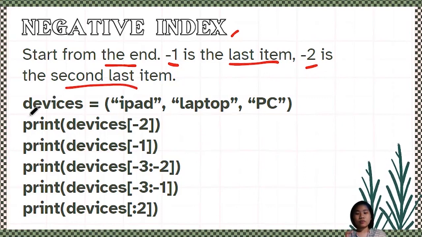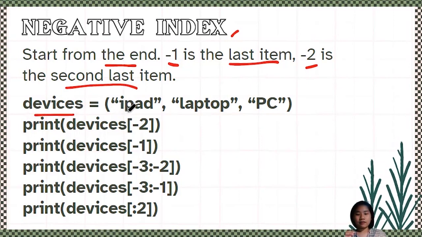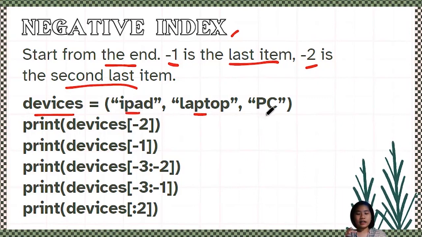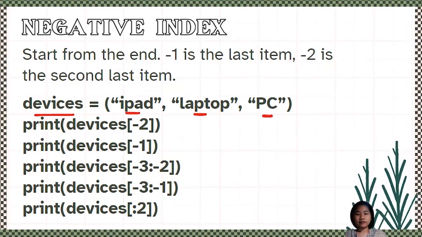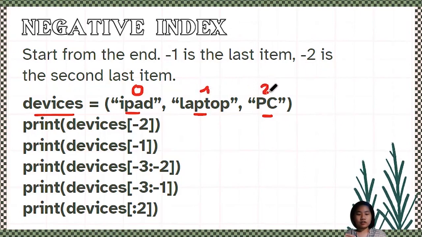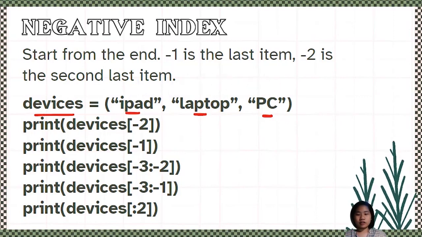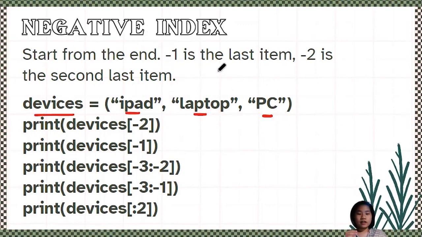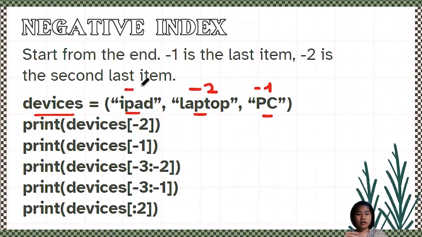We have a tuple named devices over here, okay? And in devices, we have iPad, laptop, and PC. So if we're just going by regular indexing, iPad would be at number 0, laptop would be at number 1, and PC would be at number 2, okay? But with negative indexing, let me just erase this quickly because I'm running out of space. With negative indexing is negative 1, negative 2, and negative 3, okay?